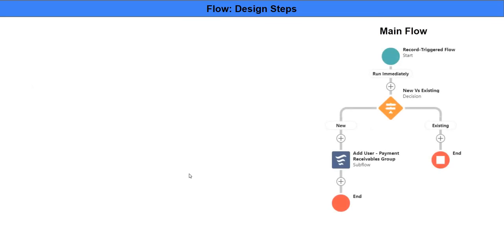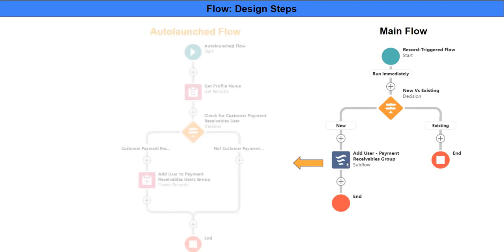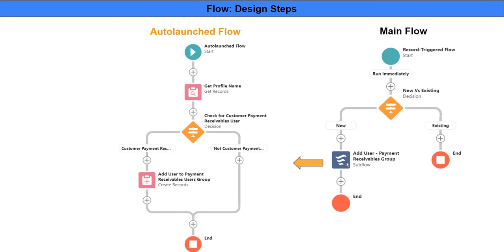So this is the design. As I said earlier, we will be creating a record-triggered flow which acts as an entry point. This will have two parts, new and existing, and when a new user is created with the profile Customer Payment Receivables Team, then we will call an autolaunched flow. This is going to be done using the subflow element. The core logic of how to add the user dynamically to the public group will be written inside this autolaunched flow.